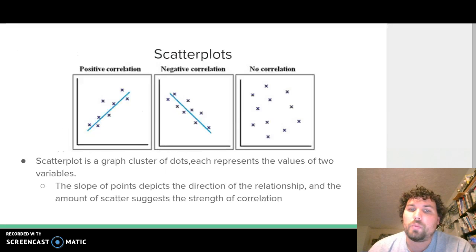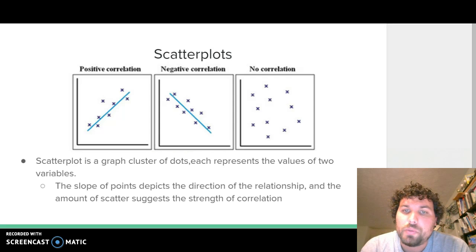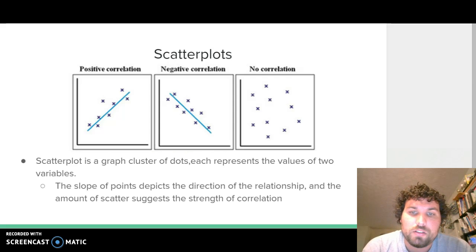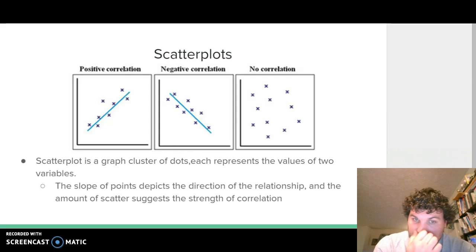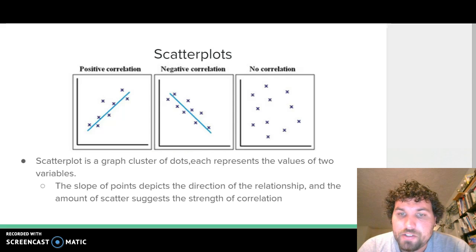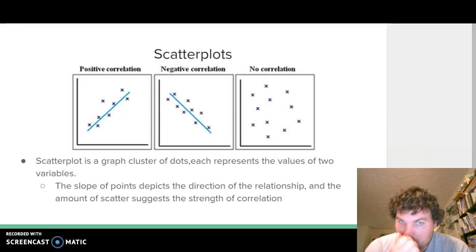The way that we're able to see these things and where they're related is these visual graphs called scatter plots. You've seen these in math class before, but a scatter plot is just a graph with clusters of dots, and they each represent the value of the two variables. The slope of points depicts the direction of the relationship, positive, negative, or no relationship at all. And the amount of scatter suggests the strength of the correlation.